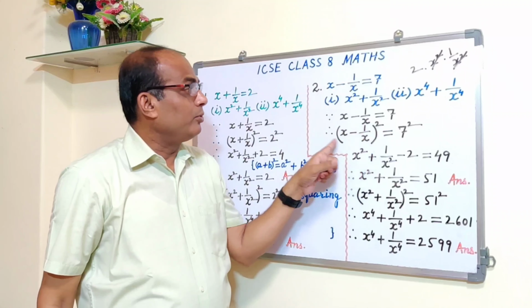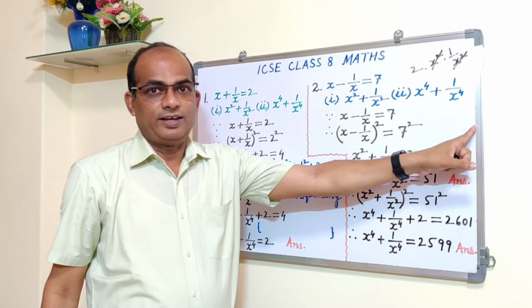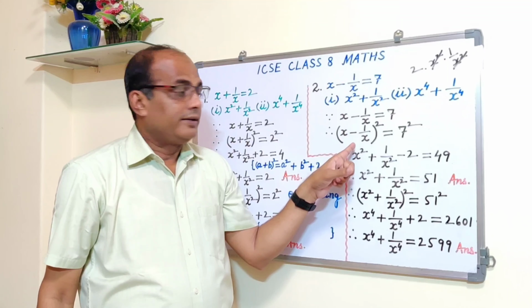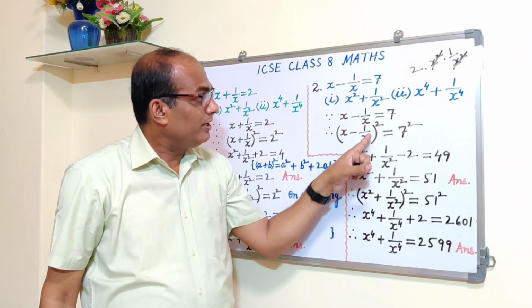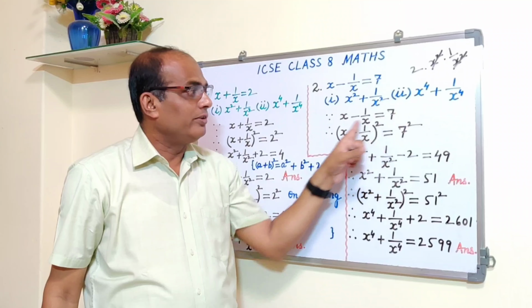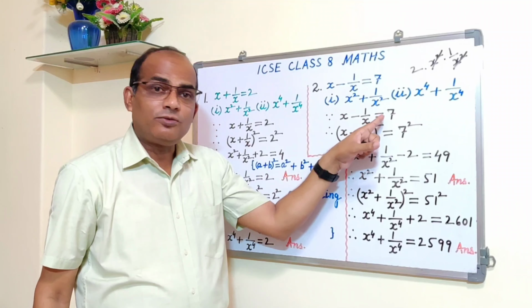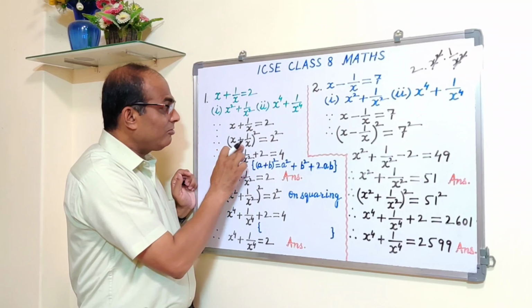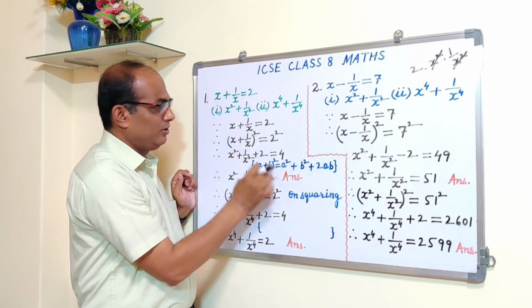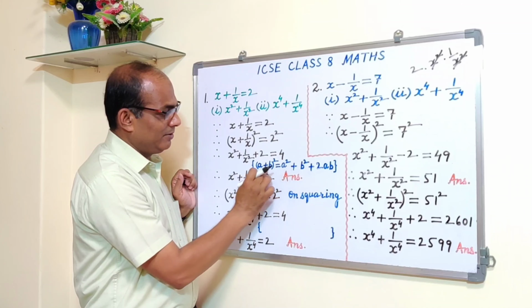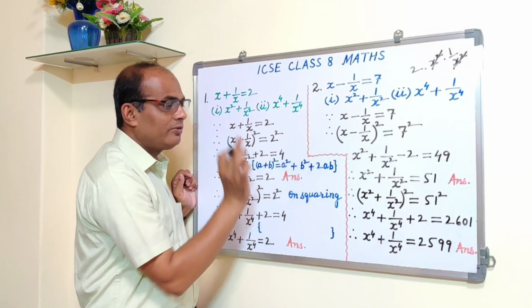So we are squaring both the sides. You can write down here on squaring both the sides. Alright. Now x minus 1 upon x whole square is equal to 7 square. Both the sides we are squaring. Apply the formula of a minus b whole square. Here you applied the formula of a plus b whole square. A plus b whole square equal to a square plus b square plus 2ab.